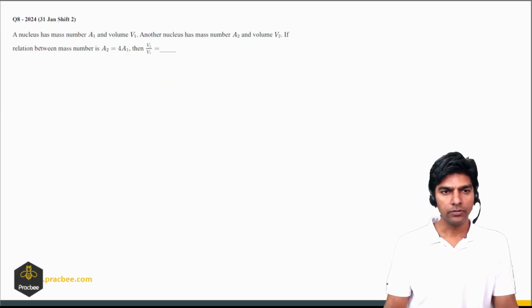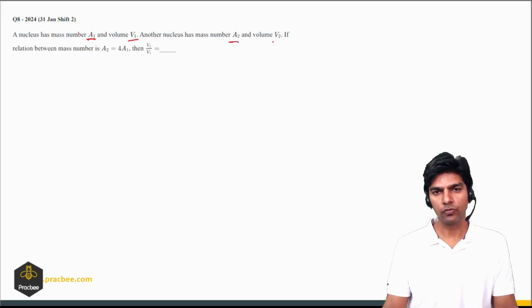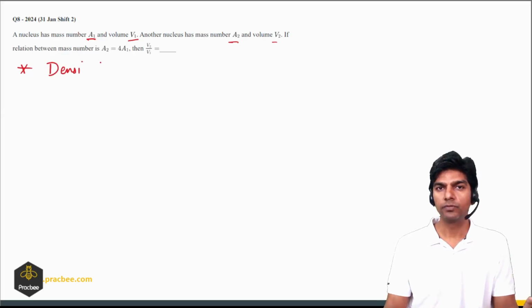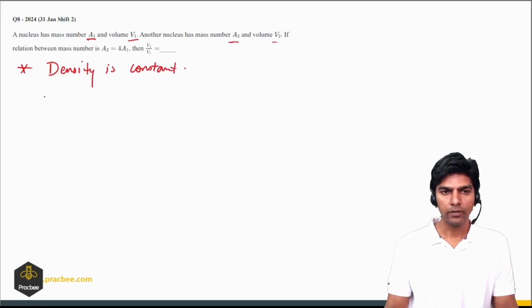Let us see another question. A nucleus having mass number A1 and volume V1, and another nucleus having mass number A2 and volume V2. The relation between the mass numbers is A2 is 4 times A1, then V2 by V1 is? So what we have to remember is the density of the nucleus will remain the same. So density is constant irrespective of the mass number.